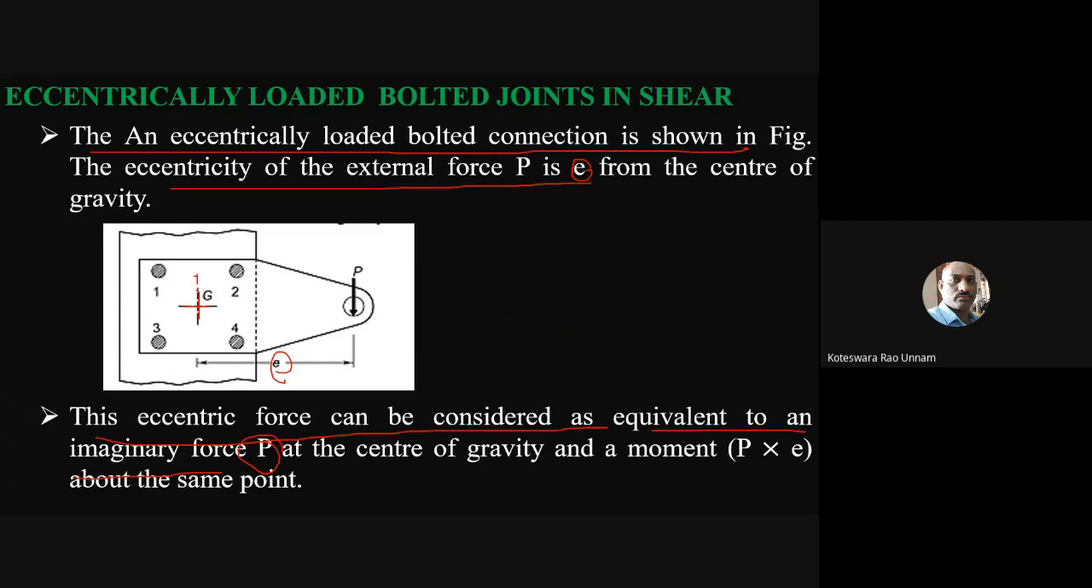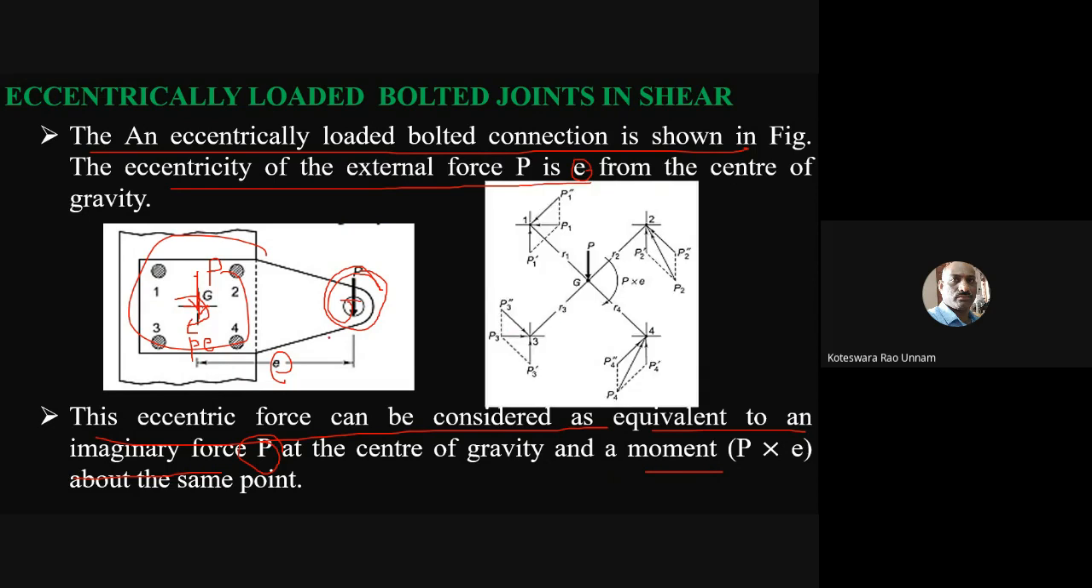So that means you can model this load as an equivalent load acting at the center of gravity whose magnitude is P and in the same direction, and in addition to that P, a moment of P into E about the same point. So that is P into E about this point. This is going to be the effect of transferring this force from this location to this location.